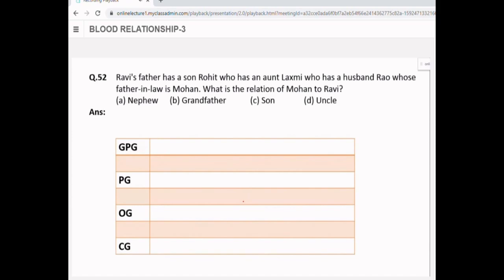Let's start this. Ravi's father has a son, Rohit. It means Ravi and Rohit are brothers because they have a common father. Ravi's father and father's son is Rohit. That means Ravi and Rohit are brothers. Whose aunt is Lakshmi? Lakshmi is aunt of Rohit. Automatically, she will be aunt of Ravi also because they are brothers.